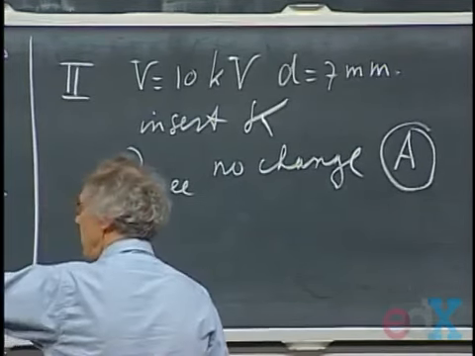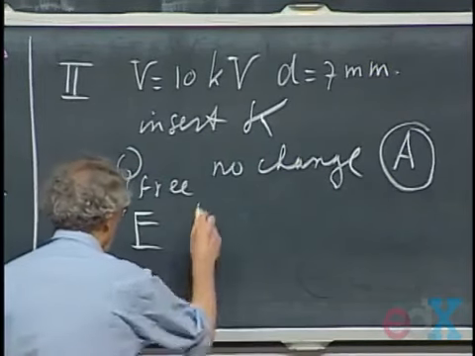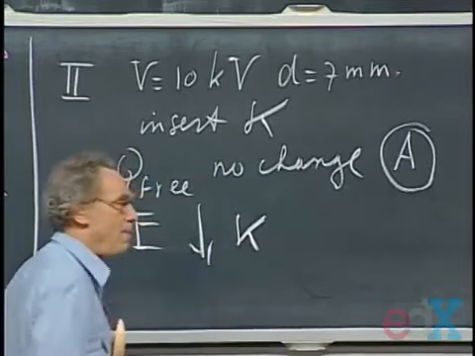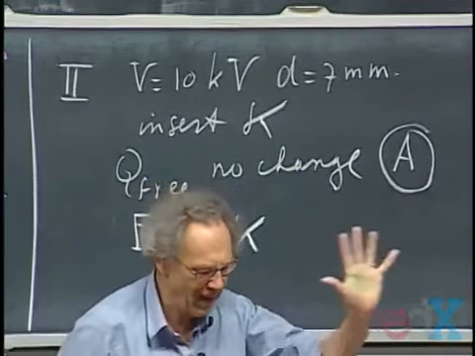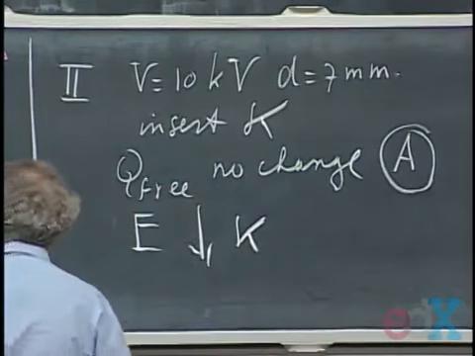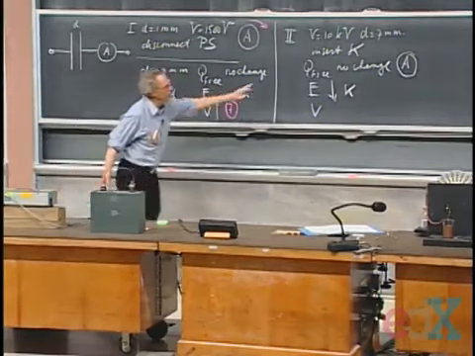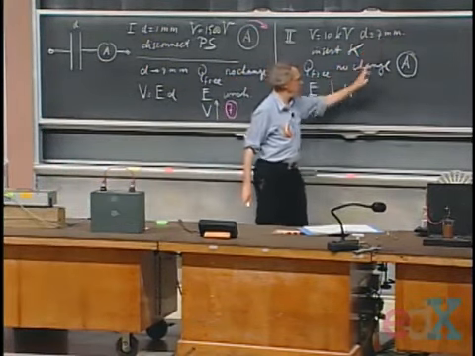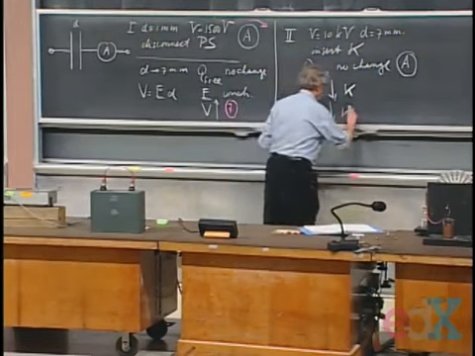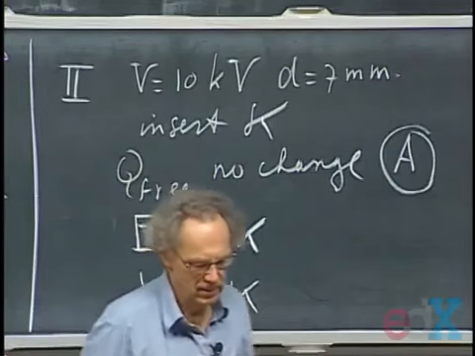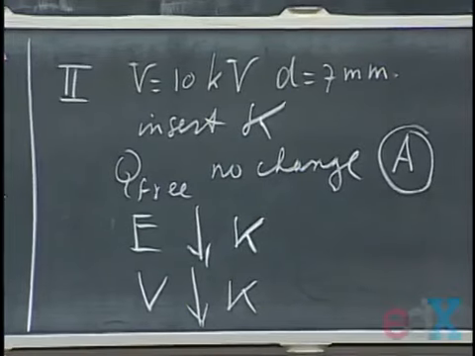But as we discussed at length now, the net electric field will go down by that factor kappa. That's what the whole discussion was all about. That's going to be a factor of 5. And since the potential equals electric field times D, but I keep D at 7 millimeters, I'm not going to change it. If E goes down by a factor kappa, then clearly the potential will also go down by a factor kappa.